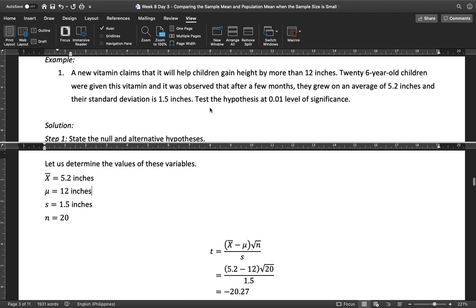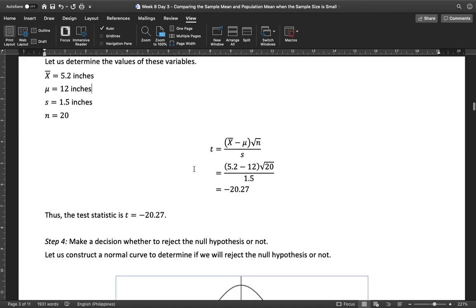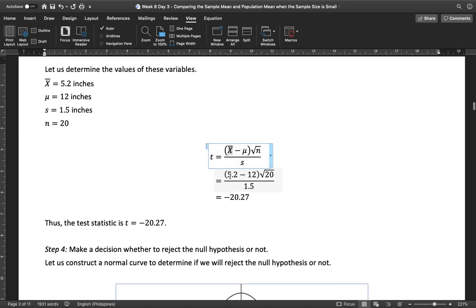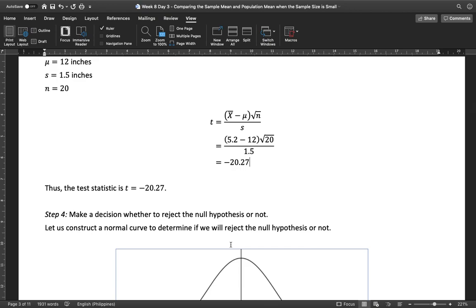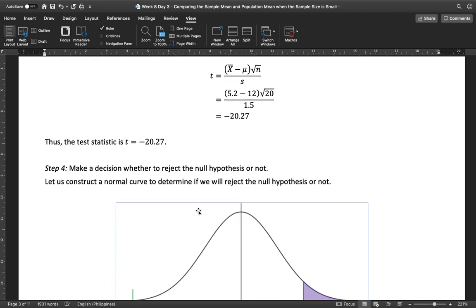Substitute natin yung values. Sample mean, 5.2. Population mean, 12. Sample size, 20. Sample standard deviation, 1.5. Let's compute this value on our calculator. We will end up with negative 20.27. So that is our test statistic.